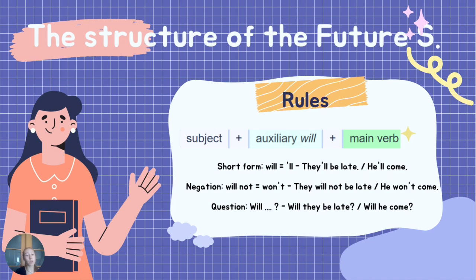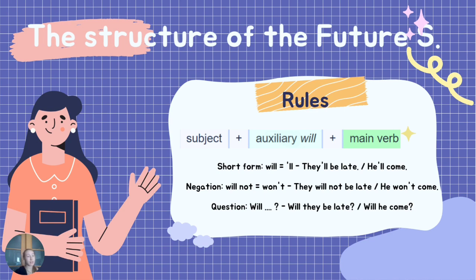Negative: will not. In the short form, it's won't. I'm emphasizing it's won't, it's not want. Want is another verb. I want something, I want to buy something, I want to go to the cinema, but I won't, this is I will not, the short form. They will not be late or they won't be late. He won't come, he will not come.